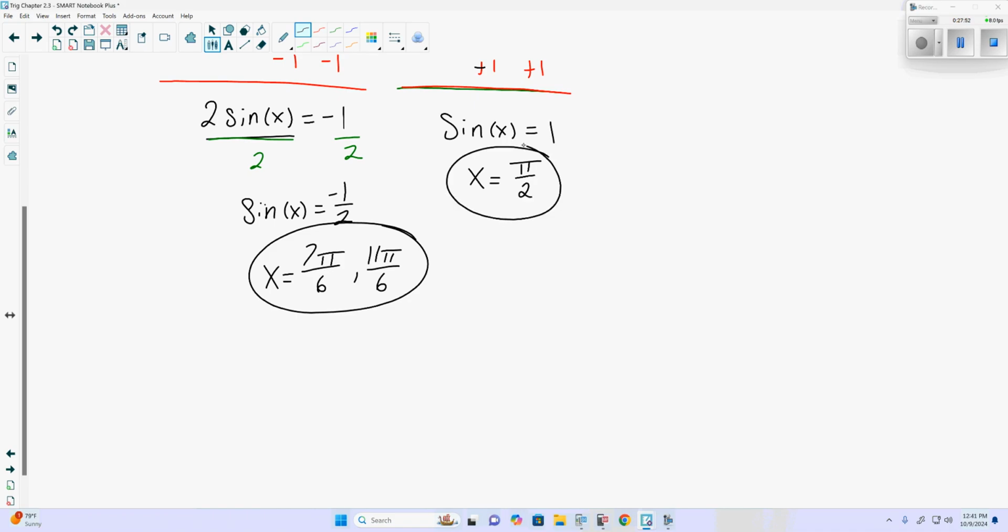Which is straight up, pi over 2. And that's the only one, because straight down is negative 1, so that doesn't work.